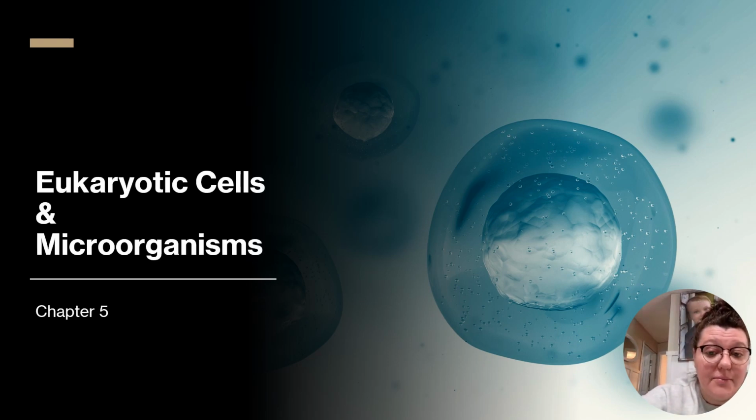For my next build lecture, I decided to do it on chapter 5 and kind of go into talking about the eukaryotic cells and microorganisms, just things that make them up and the different types of cells that you'll see in this and parts of them. So we'll jump right in.